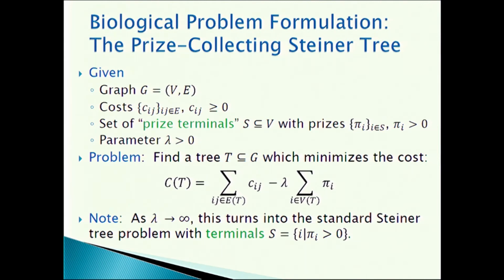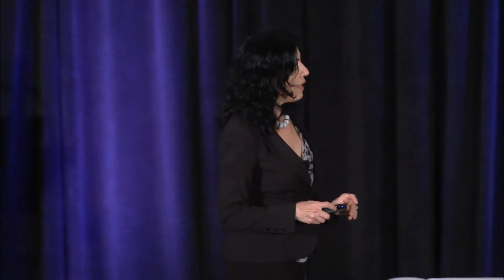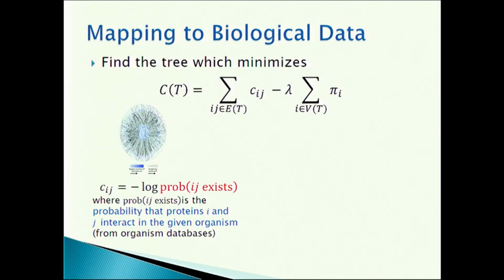The point here is that some proteins are going to be way over or underexpressed, so they're going to have big prizes. Other proteins are just going to be a little under or overexpressed, so they're going to have smaller prizes. Some are sitting exactly at background value, so they have zero prize. Okay, so here's the mapping to the biological data. So I'm trying to minimize this.